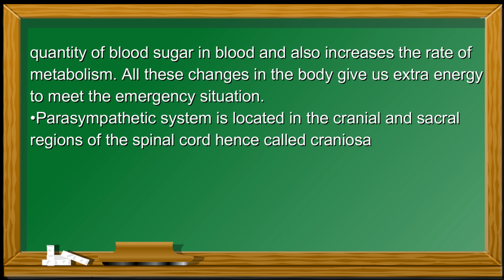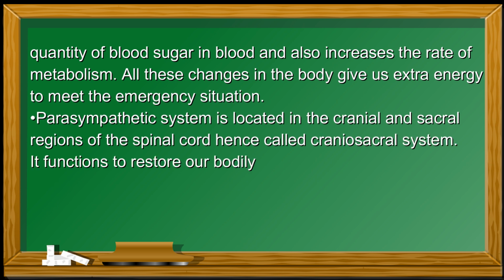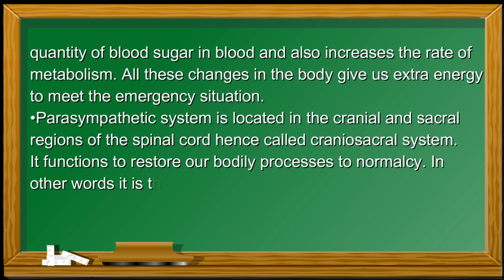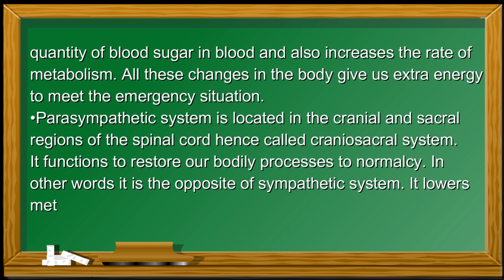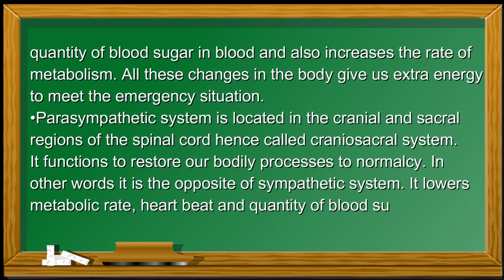The parasympathetic system is located in the cranial and sacral regions of the spinal cord, hence called the craniosacral system. It functions to restore our bodily processes to normalcy. In other words, it is the opposite of the sympathetic system. It lowers metabolic rate, heartbeat, and quantity of blood sugar in the blood.